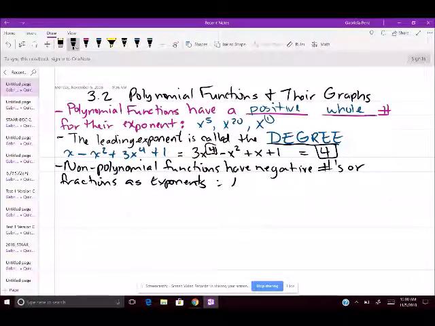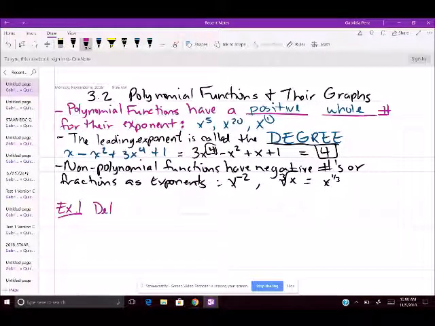So for example, you can have x to the negative 2 power. That's not allowed. Or even if I had something like this, the cube root of x. The cube root of x is having x to the power of 1/3. That 1/3 is not allowed. So no fractions, no negative numbers are allowed when we're dealing with polynomials. Questions up to right now? So that's just information.